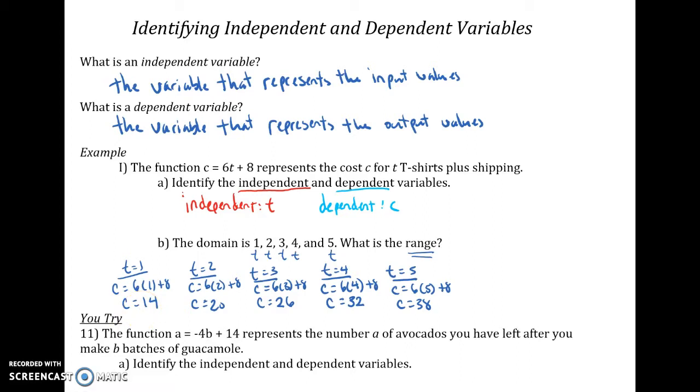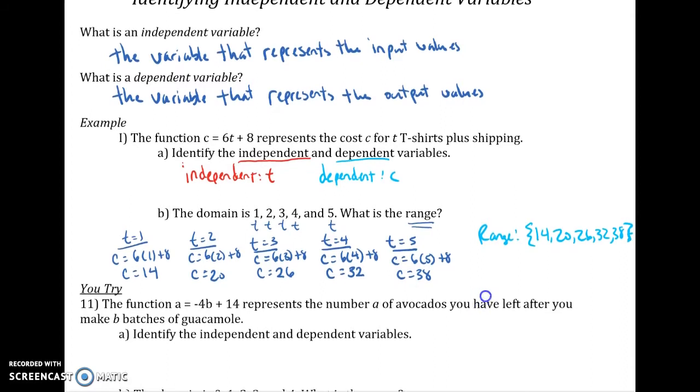And because t-shirts are discrete, I can't buy half a t-shirt, I can't buy 1/3 of a t-shirt, I can't buy 1.8 of a t-shirt, right? Then my range is also going to be discrete, right? So my range is going to be 14, 20, 26, 32, and 38. Because again, I can't buy pieces of t-shirts, I can only buy a whole t-shirt.